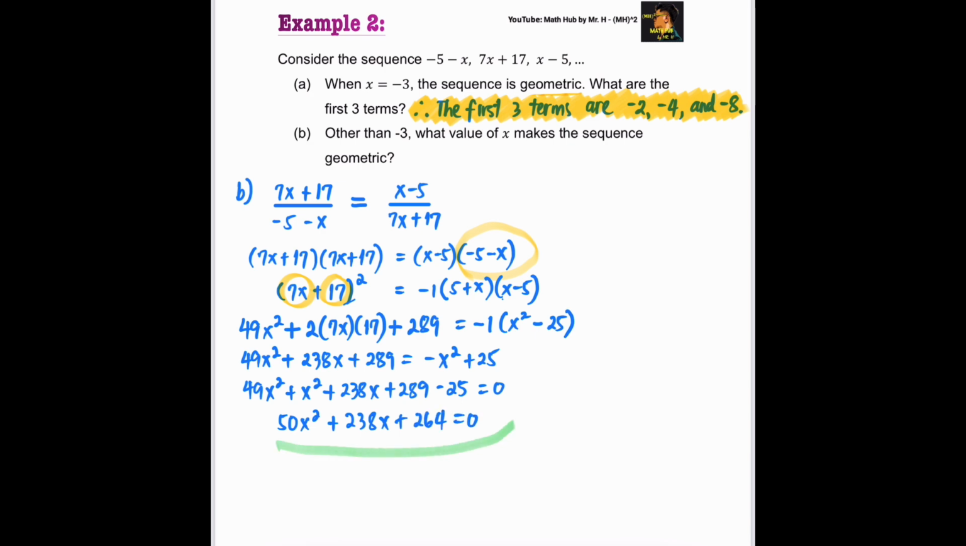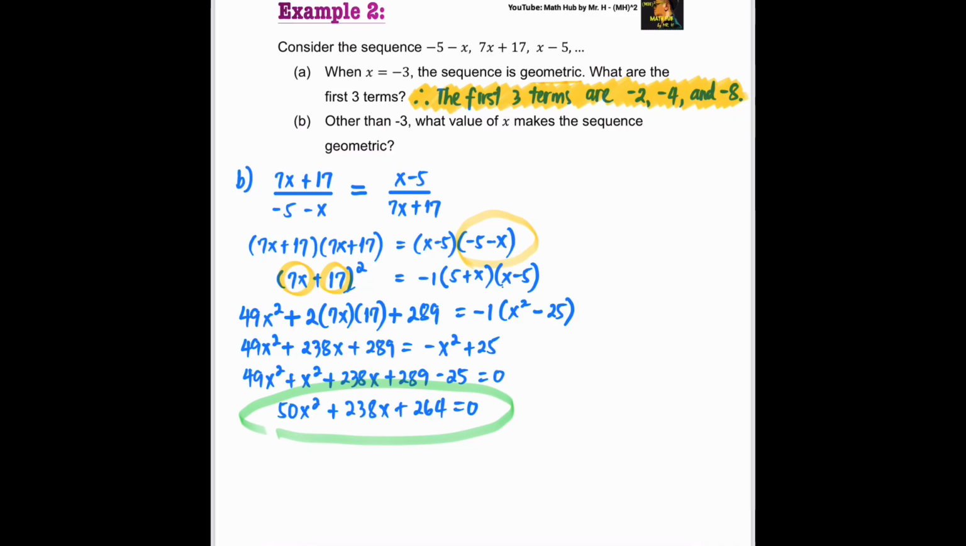Alright guys, so this is quadratic. Completing the square and factorization are not the smart options for this one because the numbers are really large. So we will go for the quadratic formula. If you need a refresher about the quadratic formula, you can also check out the link in the description box. The numerical coefficients and even the constant term are all divisible by 2. So we can divide all of them by 2 to make the numbers smaller. All right, so the numbers are smaller now.